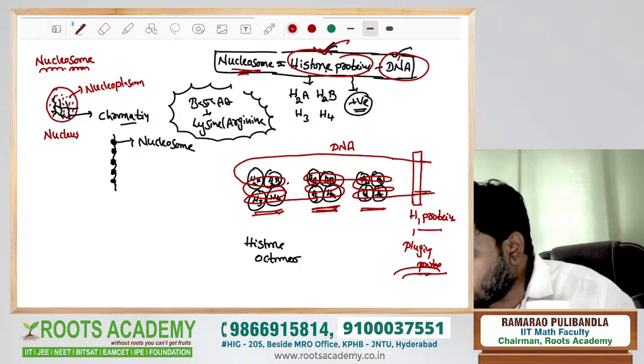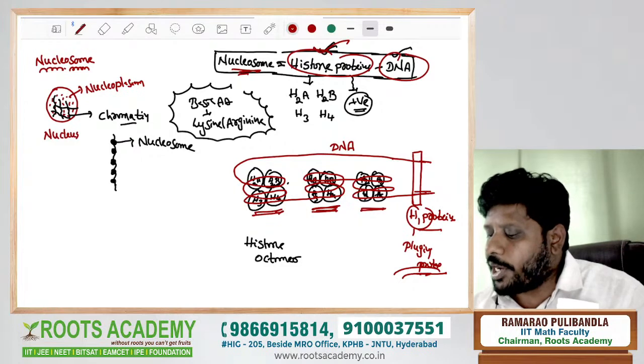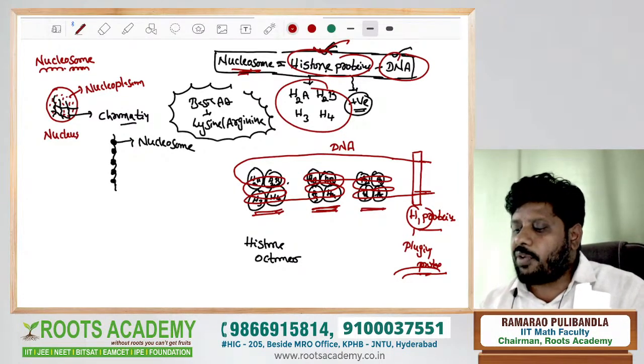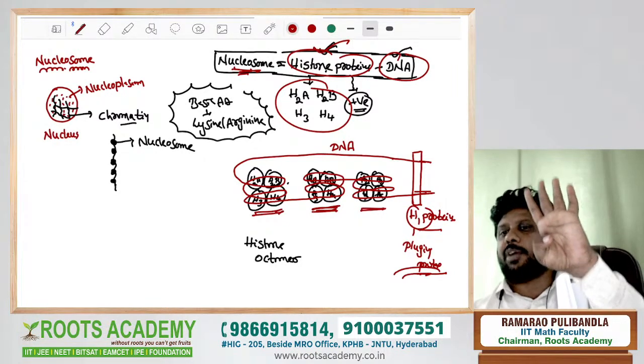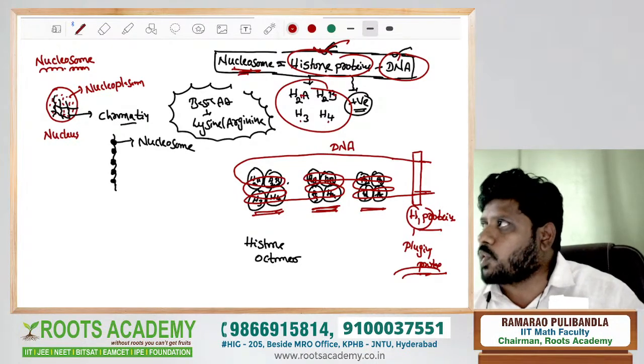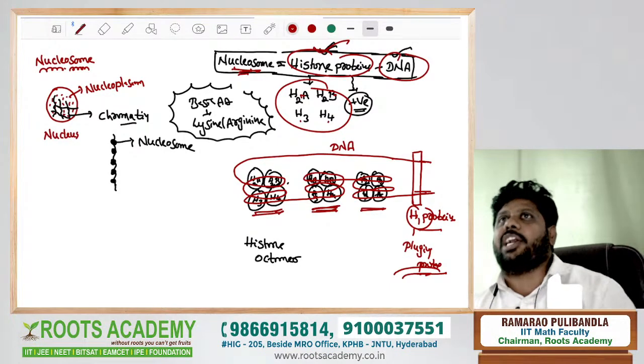But H1 is not a part of nucleosome. The histone proteins in the nucleosome are 4. In the structure of nucleosome, how many types of histone proteins? 4 types. What are they? H2A, H2B, H3, H4. But H1 is also a histone, but it is not a part of nucleosome. It is present outside of nucleosome.